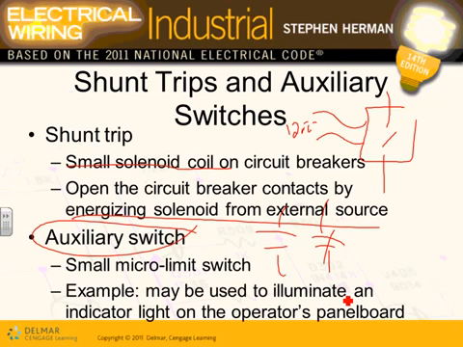You can illuminate an indicating light, so every time the circuit breaker is off, you get a red light. Every time the circuit breaker is on, you get a green light. Any comments, guys, about the shunt trip and auxiliary switch? Auxiliary switch or contacts, these are signals. You send the signals every time the circuit breaker is on and off.